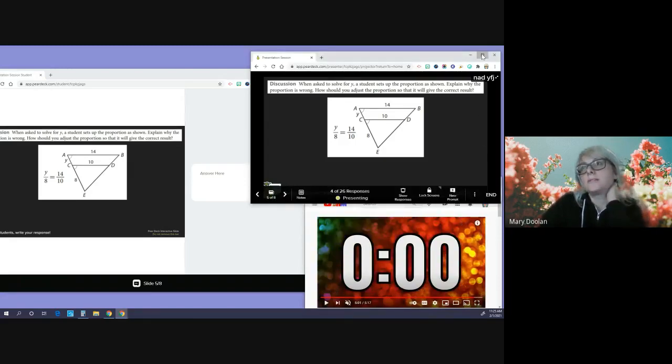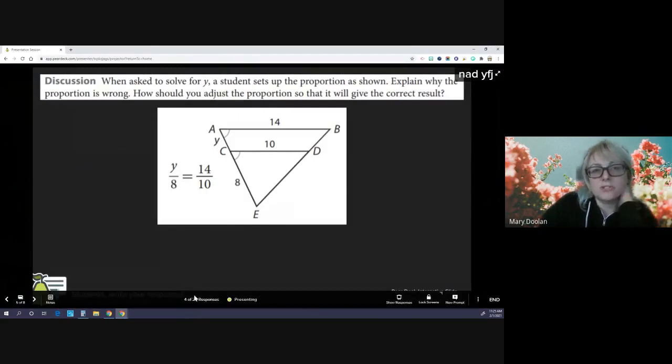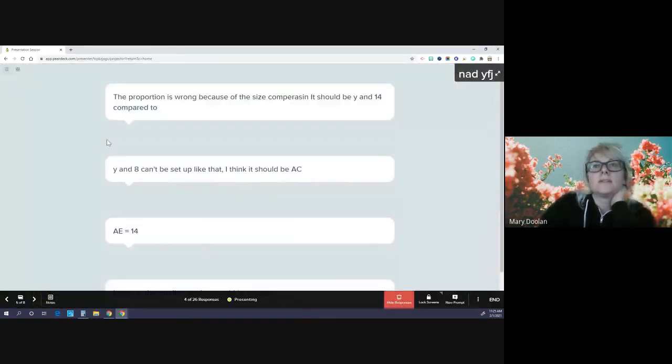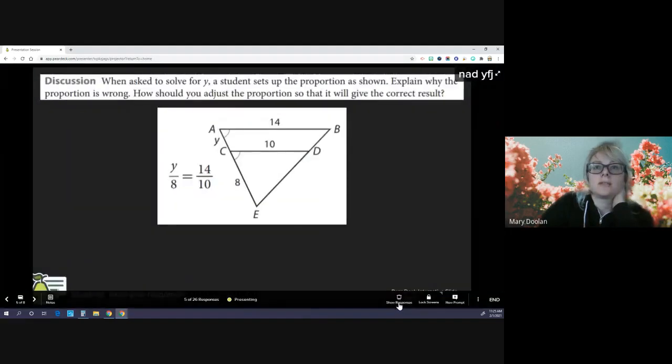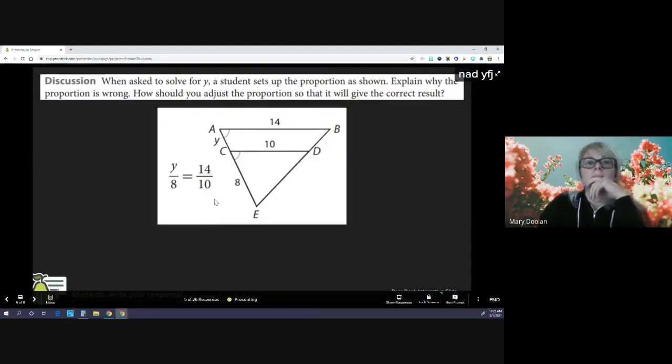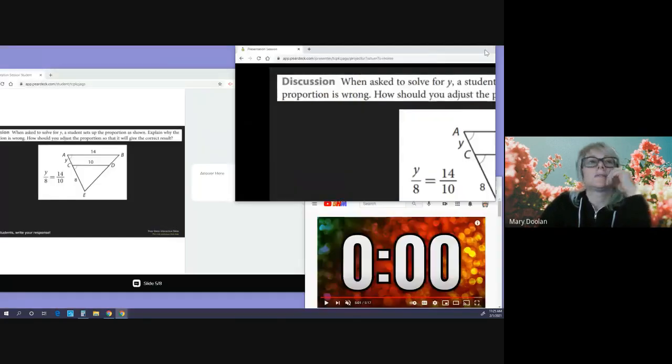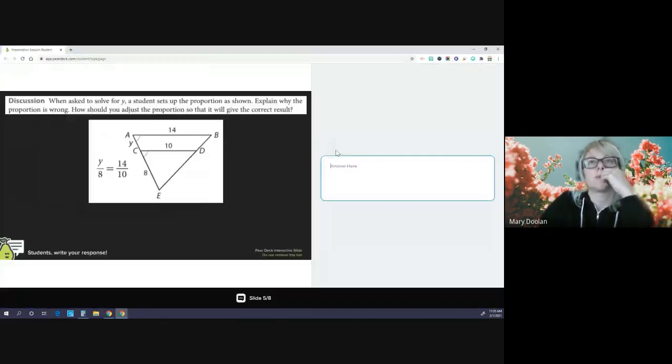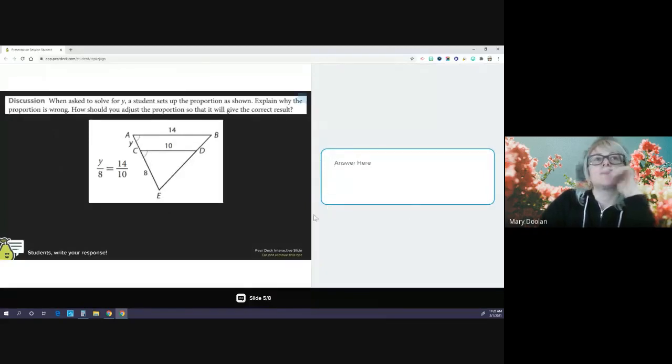Alexa, pause. Okay, so I only got 4 of you to respond to this. One says the proportion is wrong because of the size comparison. It should be y and 14 compared to 8 and 10. Y and 8 can't be set up like that. I think it should be AC. AC, okay. A equals 14 because the smaller number would be on top. So the issue with this one is that, let me just maximize this. So clearly some confusion here.